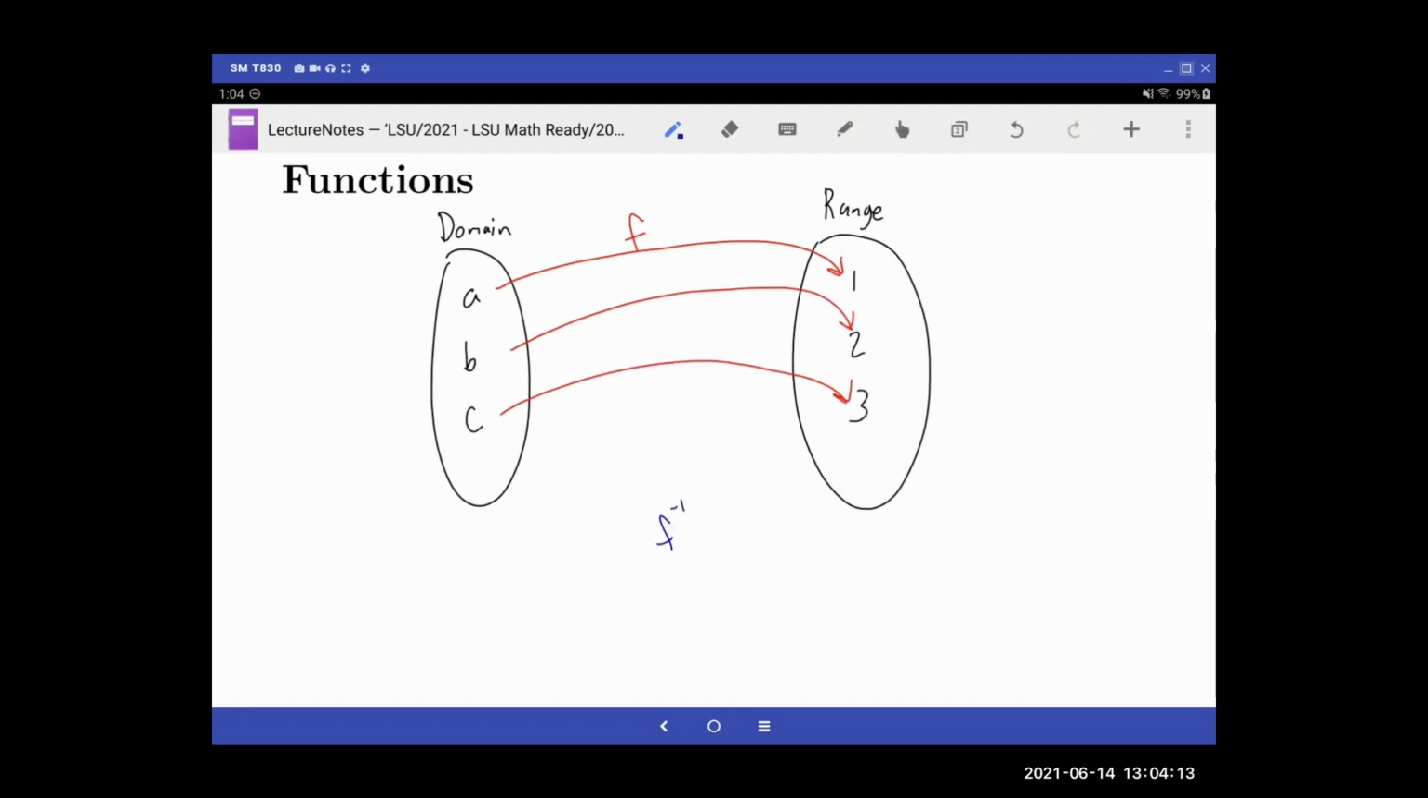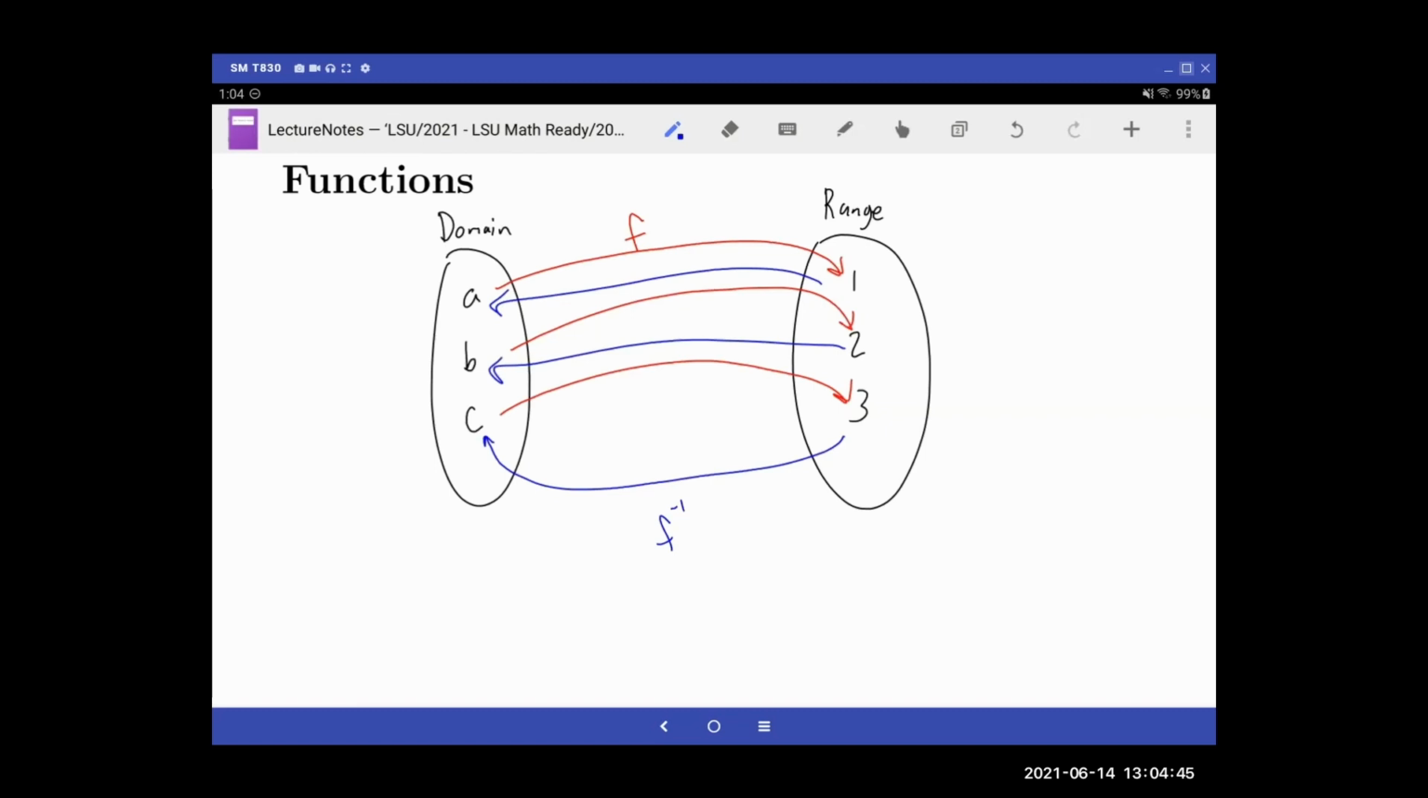We notate it with a little, looks like an exponent of -1. So f with a little -1. That takes what were once your outputs, they become your inputs, and they trace you back to your original domain. 3 connects back to C, 2 to B, and 1 to A. So basically the x's are now the y values, and the y's are now the x's. There's a switching, a backtracking. So you can think about it as your flight home.